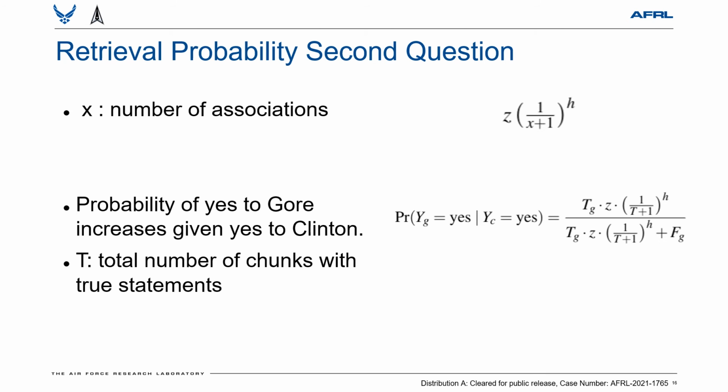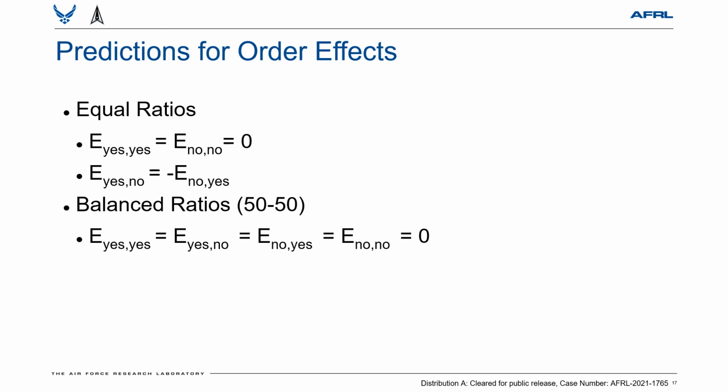The response probability for the second question includes a spreading activation term. After some algebraic manipulation, we obtained a spreading activation term on the right, where x is the number of matching truth values across declarative memory. As an example, the second question represents the probability of responding yes to the question about Gore, given a yes response to the question about Clinton. The spreading activation term scales the value Tj, which increases the probability of responding yes to Gore, thus producing an order effect.